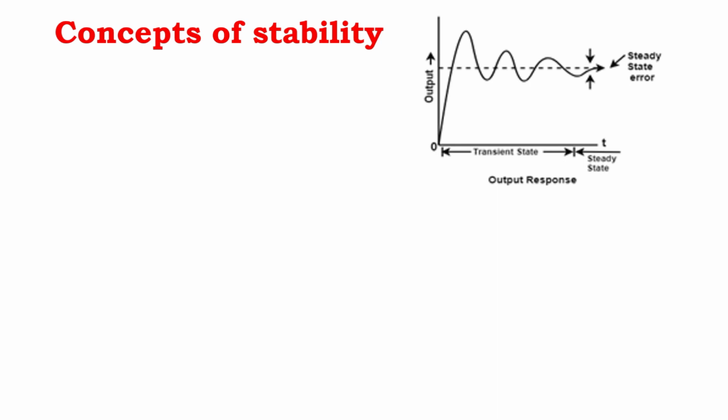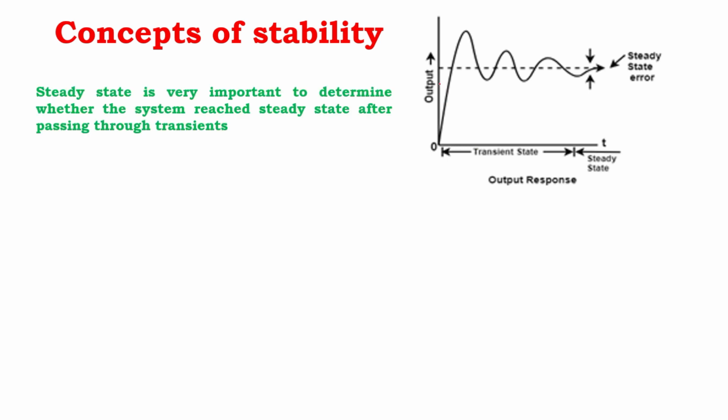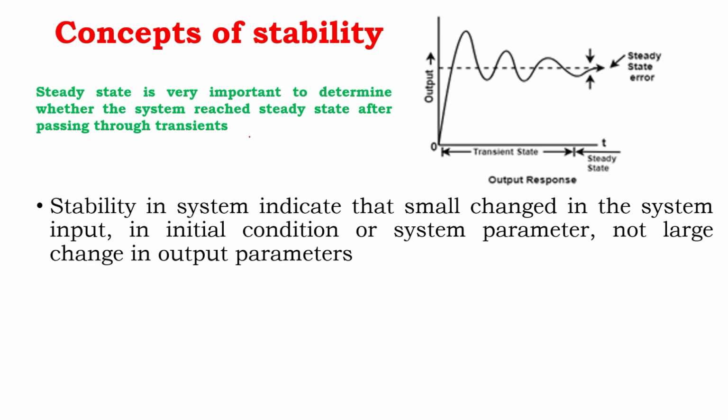Here I consider a system having a step signal input, and the system is underdamped. So this is the output response we're getting. So what do we mean by stability? Stability says whether the system has reached steady state after passing through the transients or not. In very simple words, if there is any small change in the input, initial conditions, or some parameters, there should not be large deviations in the output parameters.